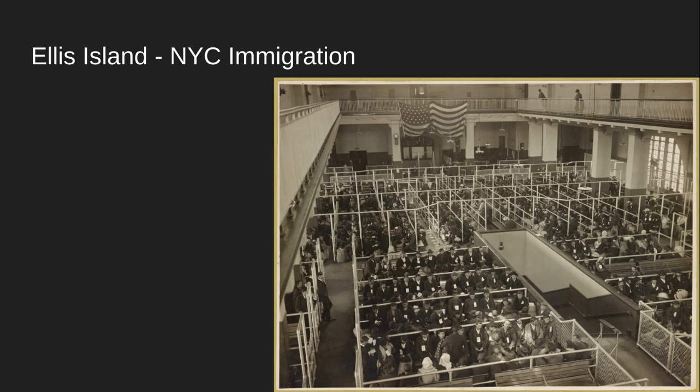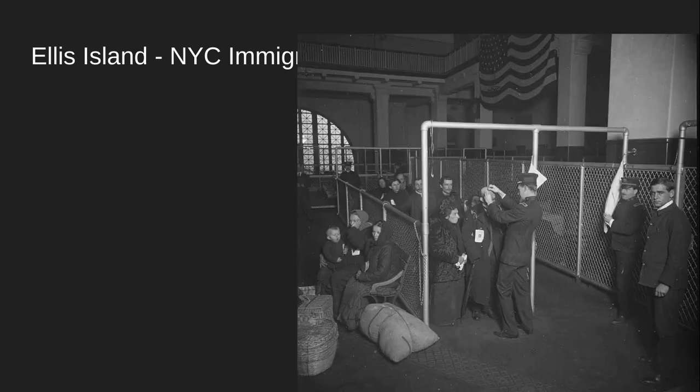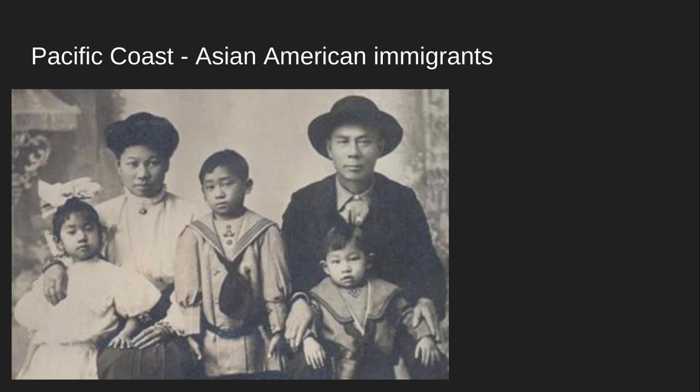And this is why there's a major effort to really keep track and to document immigrants when they come to the United States of America. They're checked for diseases such as trachoma. They're checked briefly for criminal history and other things. But most of the immigrants who come to places like Ellis Island are let into the country.